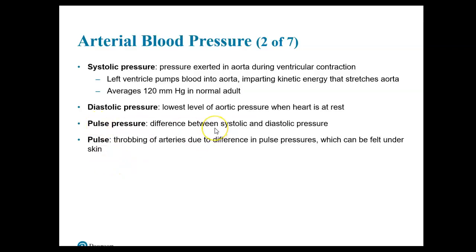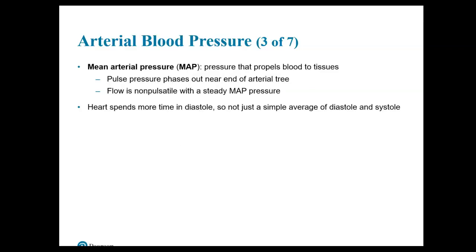Pulse pressure is the difference between the systolic and diastolic. So if you had average systolic and diastolic pressure, then you could say 120 subtract 80 is 40. The pulse pressure is 40. And then the pulse is just the throbbing of your arteries, which you can do at your wrist or you can do at your neck, your carotid artery. You're just measuring how many beats that you feel with your fingers.